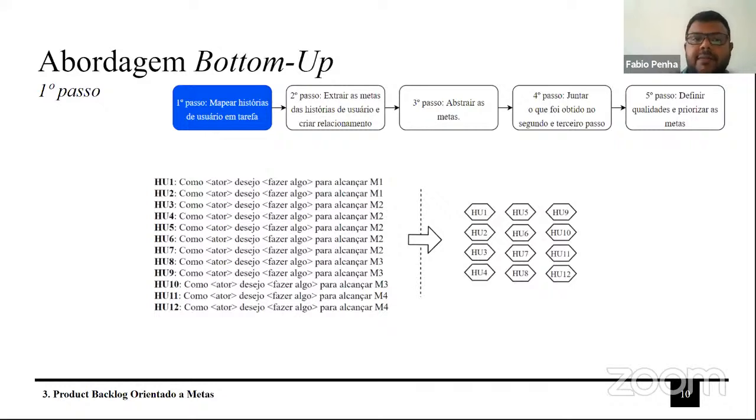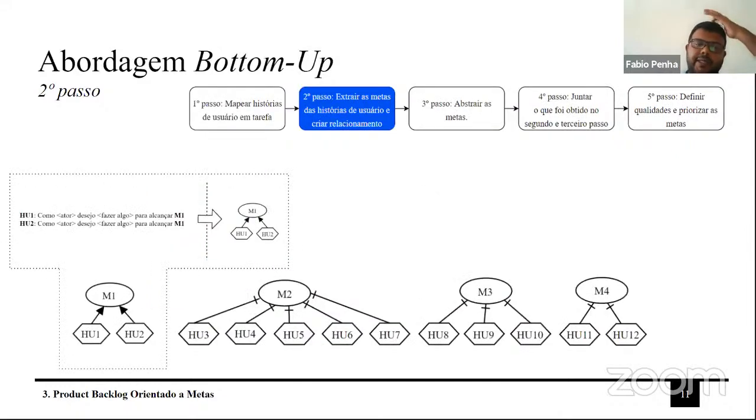Então, o primeiro passo seria mapear a história de usuário para tarefas. O segundo passo foi, em cima das histórias de usuários, extrair as metas. E observe que quando a gente extrai essas metas de primeiro nível, as relações das histórias de usuário com as metas já vão surgindo. E aí vão surgindo os elementos, os subconjuntos de elementos que a gente utilizou: o E, o OU. No caso que está exemplificado aqui, é o OU. E nos outros, na M2, M3, é o E. No caso, teria que resolver todas as histórias de usuários para atender a meta 2, a meta 3, a meta 4. Já a meta 1, não.